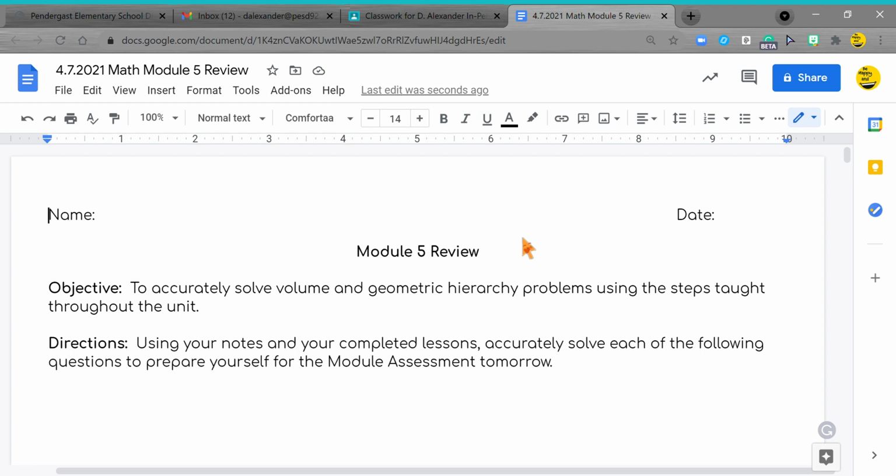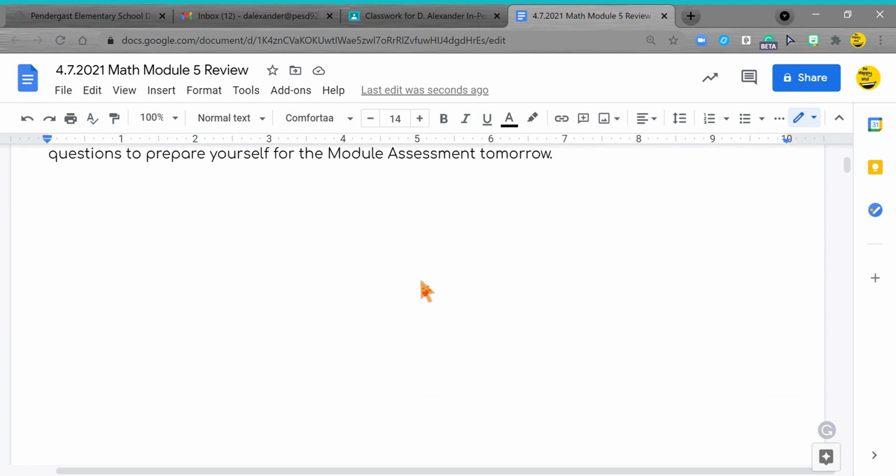Remember, during this module, we learned to accurately solve volume, and we did geometric hierarchy problems using the steps. We showed you several steps. Hopefully you remember them throughout this unit. You're going to use your notes in your completed lessons. Accurately solve each of the following questions. Prepare yourself for the module assessment. So let's keep moving, you guys.